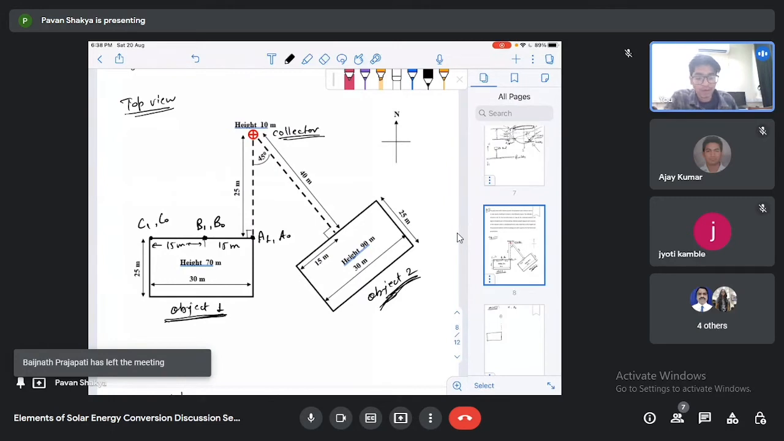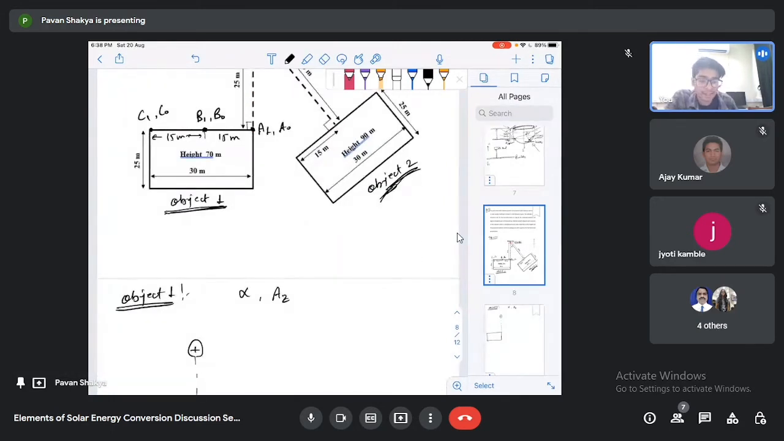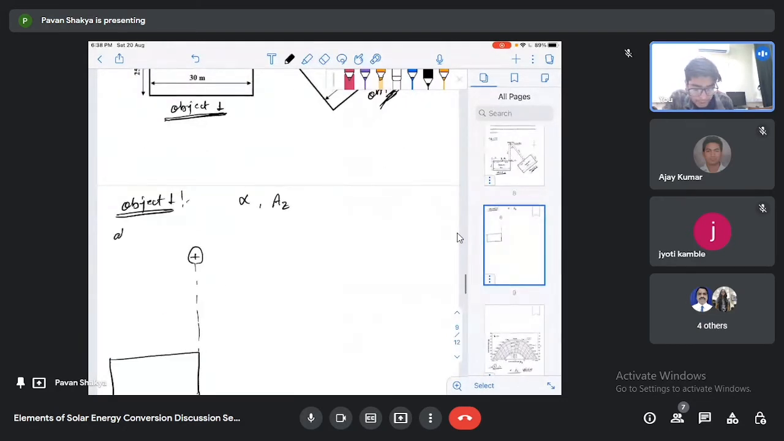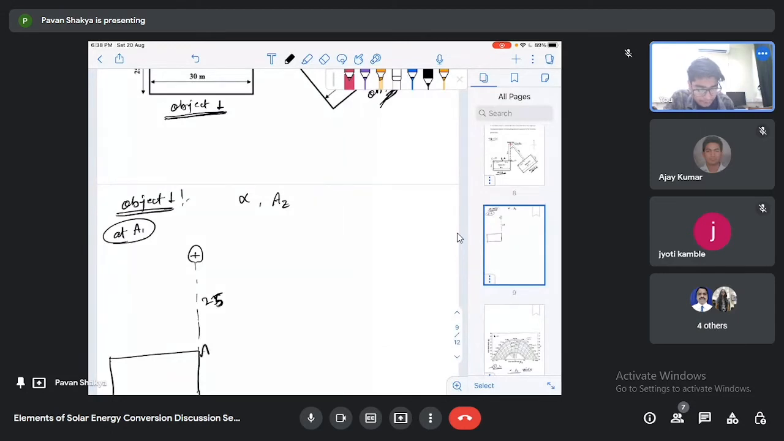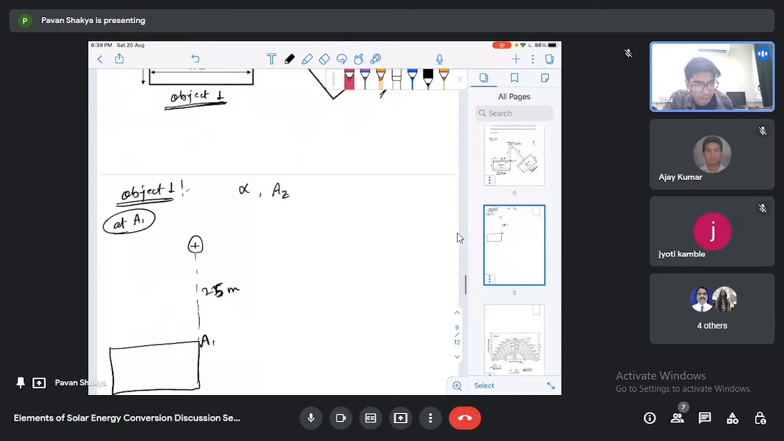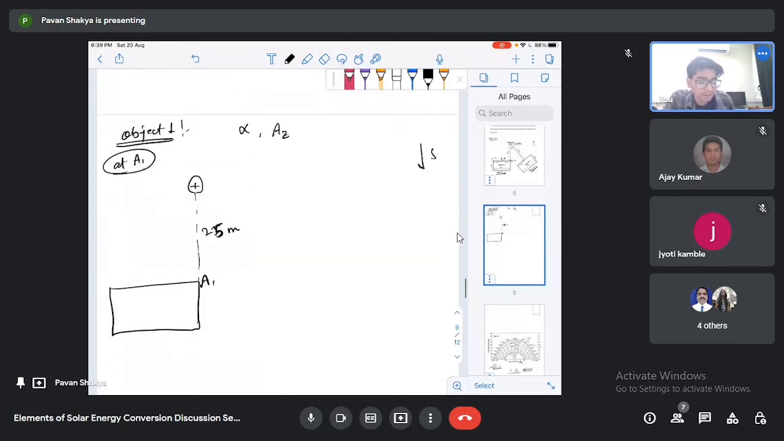Now we have to calculate alpha and Az. So now I am solving for the first point, that is A1. At A1, the distance between the observer and A1 is 25 meter. Also it is given that upward is the north direction, whereas downward is the south direction.